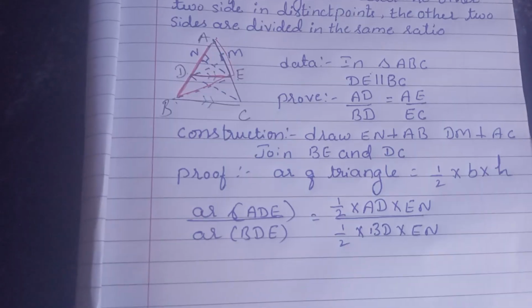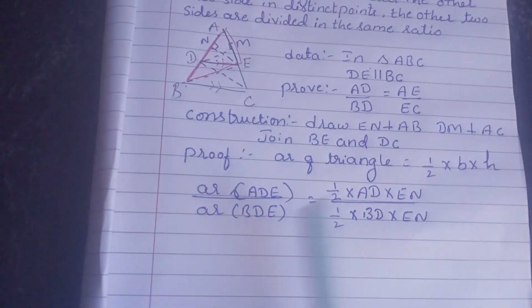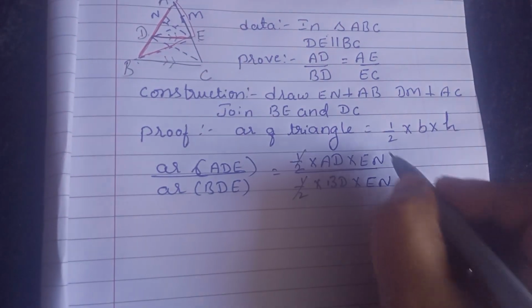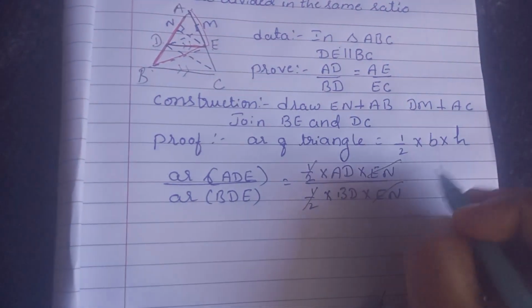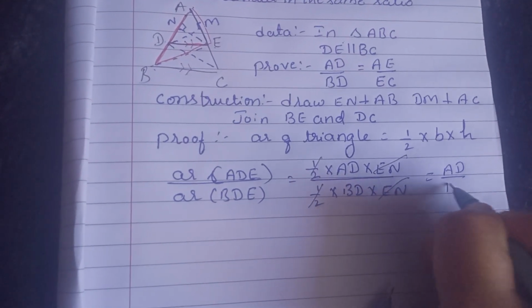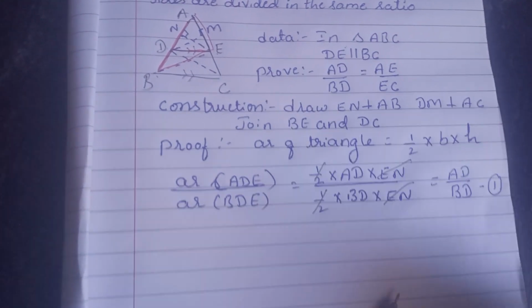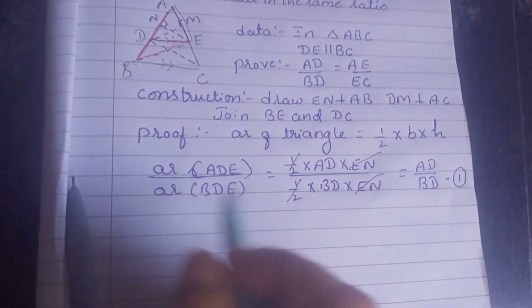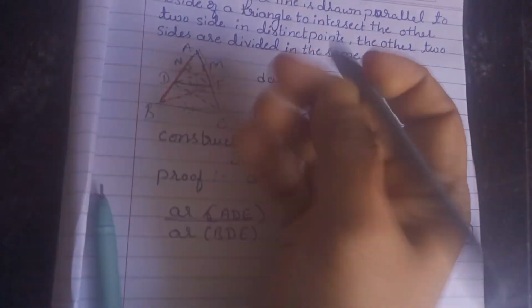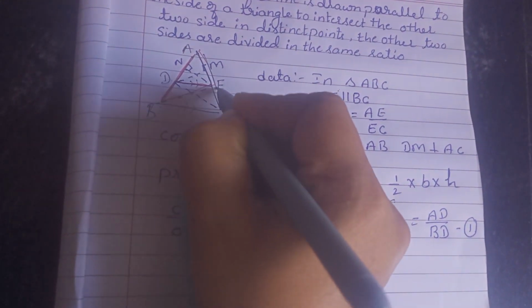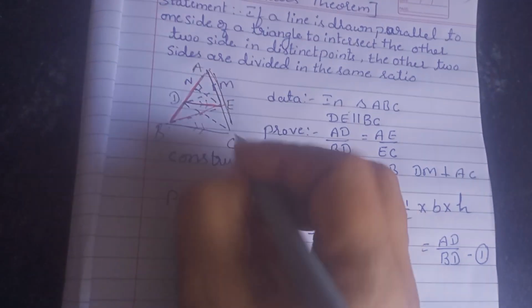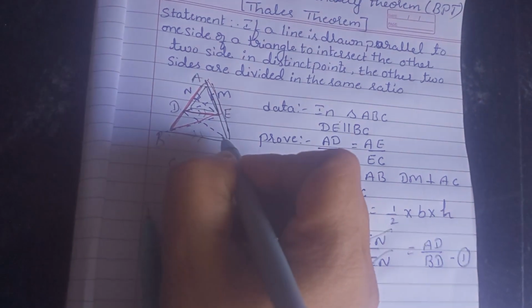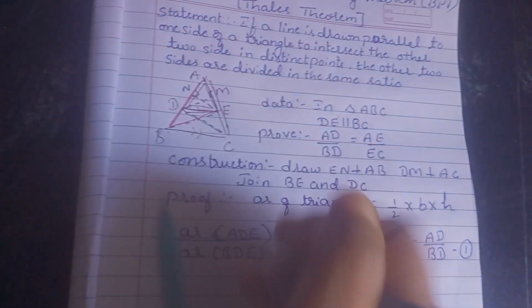In the numerator and denominator, half is the same, then EN is also the same. So what is remaining now? AD by BD. It is equation number 1. Similarly, when we take AC as the base, here two triangles are there. Which are the two triangles? One is ADE, another one is CDE.